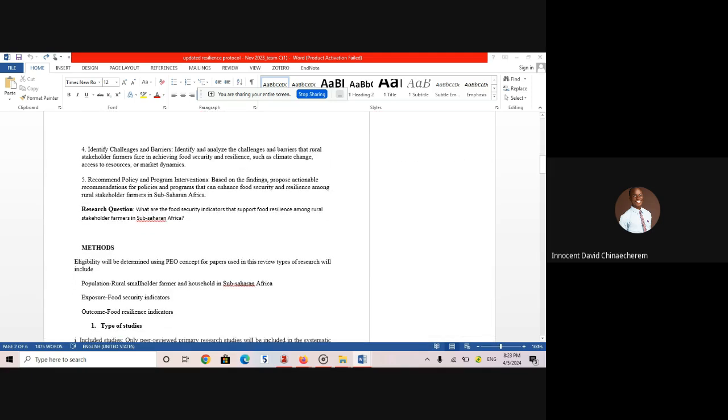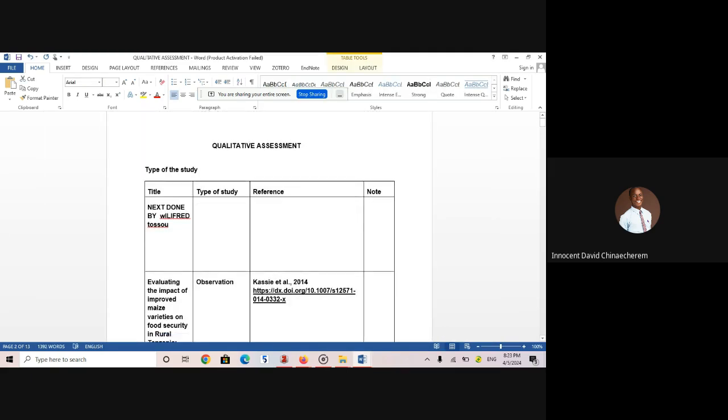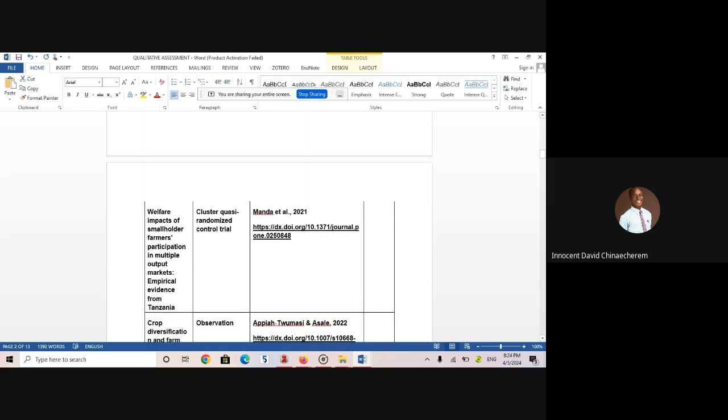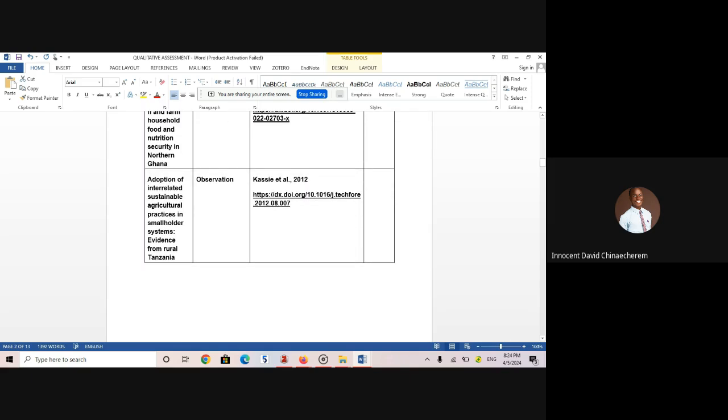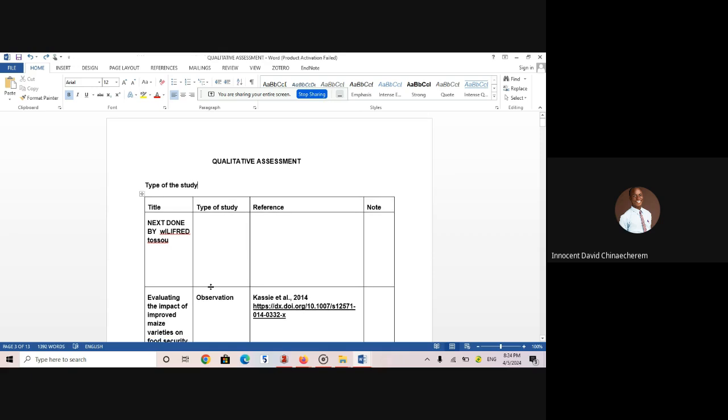But then from what we can see here, we have review studies. I just saw review studies. Now, when you say observational studies, observational study is a form of research, right? What we're interested in here now is the design.